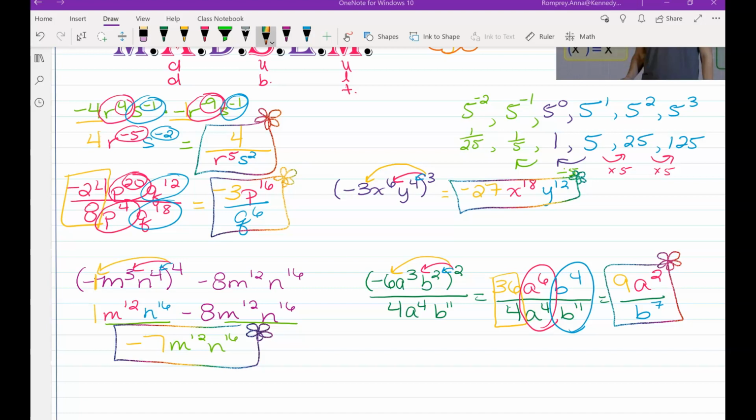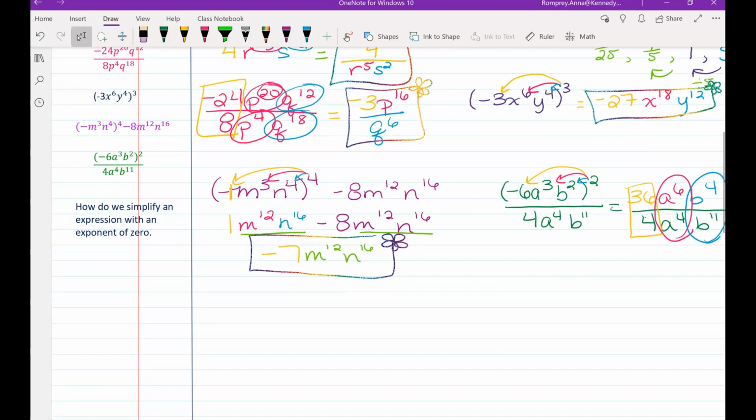I had more a's in the numerator, so I subtracted that way. I had more b's in the denominator, so I subtracted from the bottom. I'm left with 9a squared divided by b to the 7th. All exponents are positive. All good to go. All right, so hopefully you had some success there.